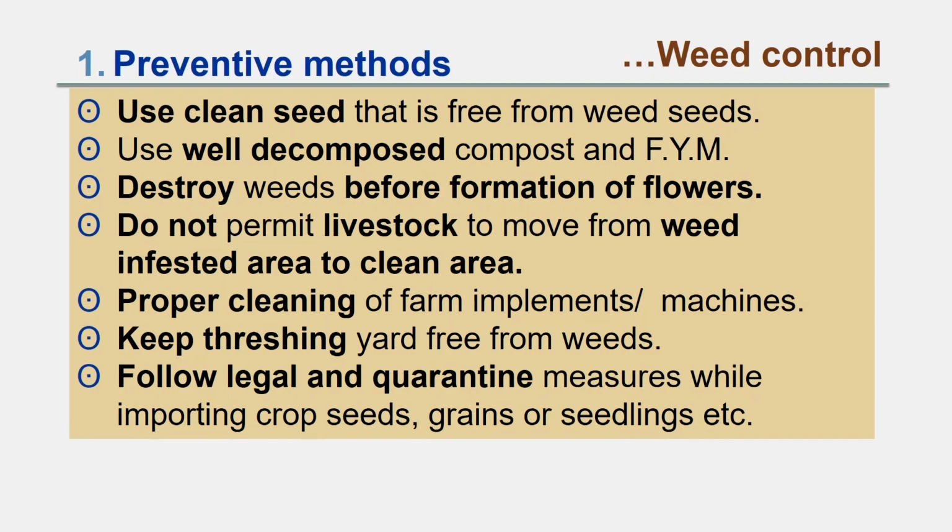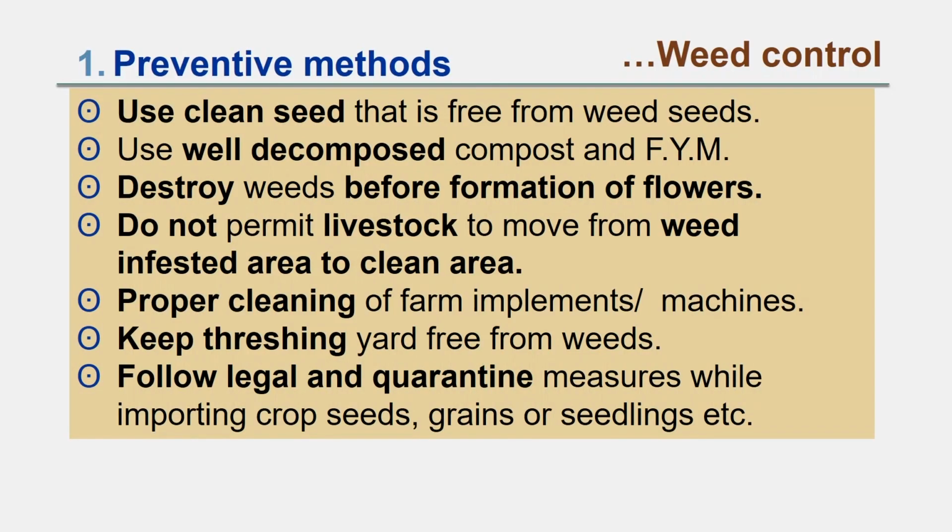So in this case, preventive measures include use of clean seed that is free from weed seed. If our seed contains weed seeds, naturally we are bringing weed seeds into the field. So we need to get clean seed that is not having any weed seeds. Use well decomposed compost and farmyard manure. Many times farmyard manure or compost may also contain weed seeds if it is immature. So therefore we should take matured, perfectly processed farmyard manure or compost that is not having any weed seeds. Then we can avoid entry of weed seeds into the soil.